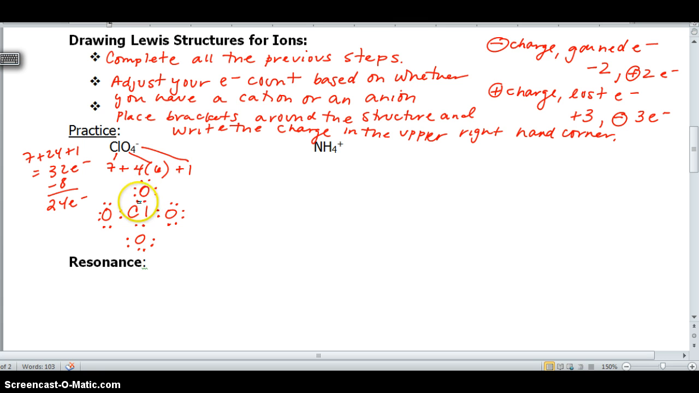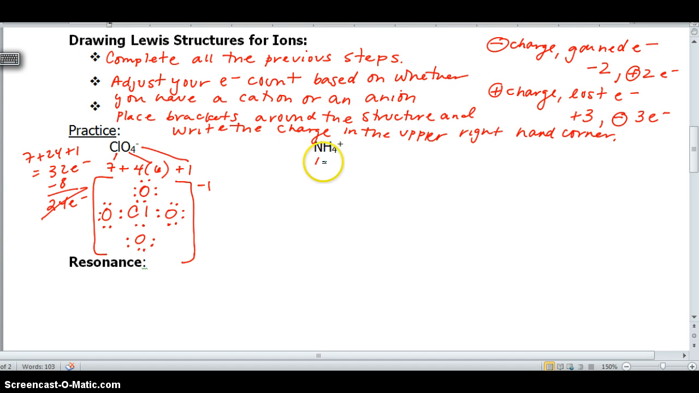And last step, most important, make sure everybody has an octet that wants an octet. Each oxygen has 8, the 1 chlorine in the center has 8, so everybody is satisfied, and I'm out of electrons. So my last step, again, is just to let people know this isn't neutral ClO4, this is actually the ClO4 -1 ion. So we'll just put that charge out to the side. So pretty straightforward and not too different from what we did before.